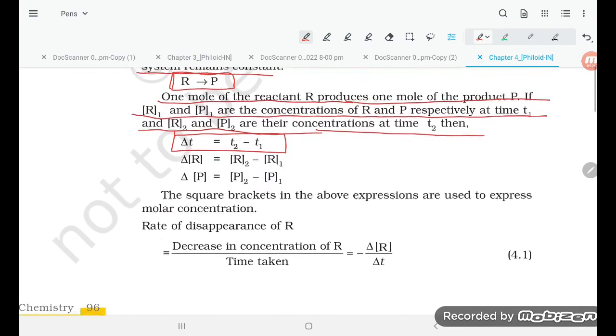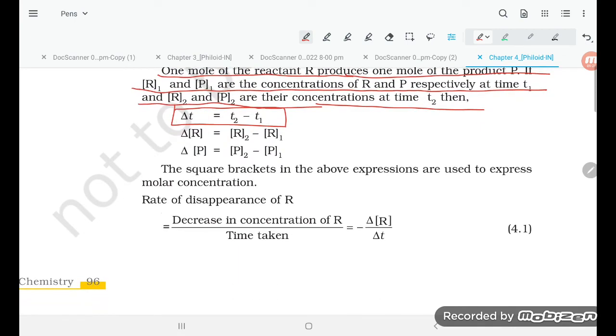delta T is equal to T2 minus T1. Delta R is equal to R2 minus R1, and delta P is equal to P2 minus P1. The square brackets in the above expression are used to express molar concentration.